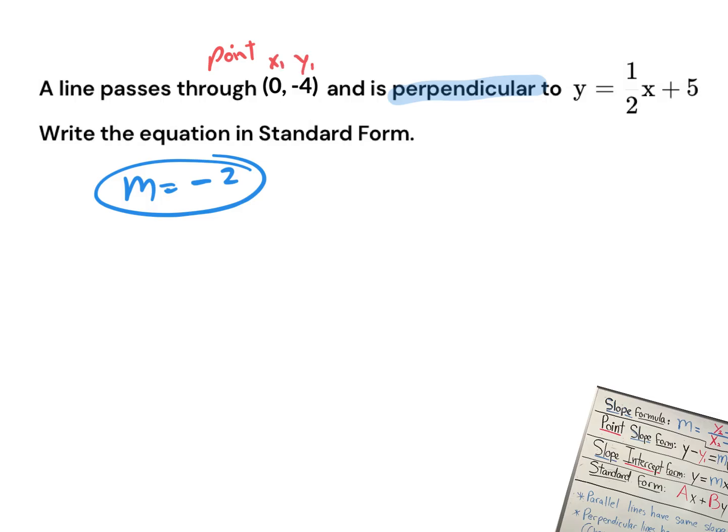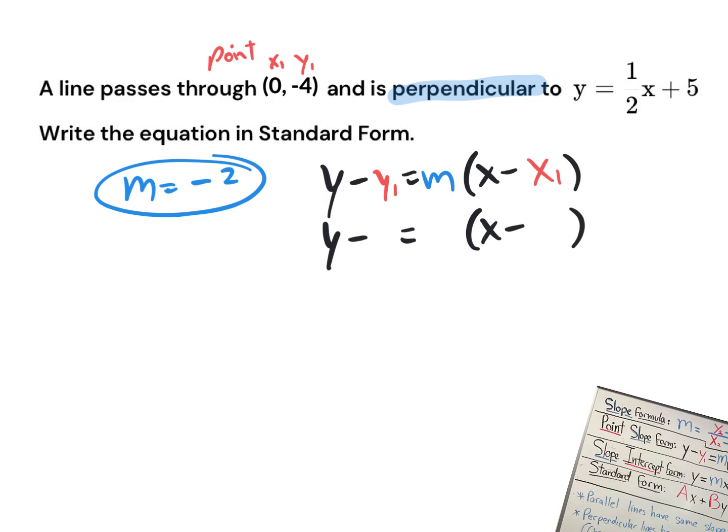So since I give you a point and a slope, you could write it in point slope form. And whenever you use point slope form, I recommend rewriting it with blank spots: y minus y1 equals m times (x minus x1). And then you could plug in your x1, y1. Your x1 happens to be 0. Your y1 happens to be -4. And of course, your m value was a perpendicular slope, which is -2.